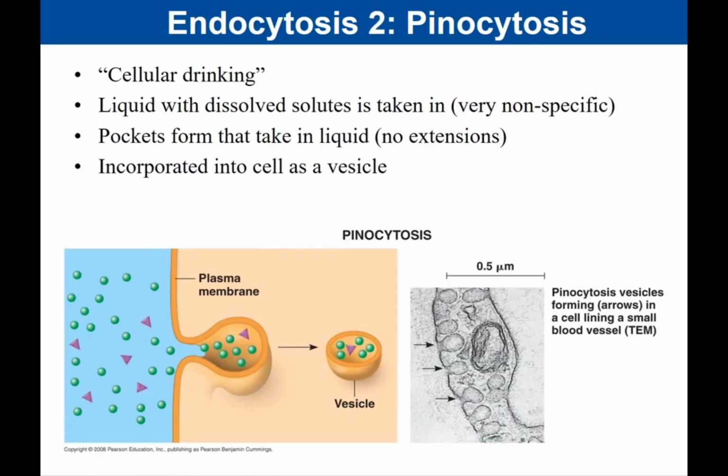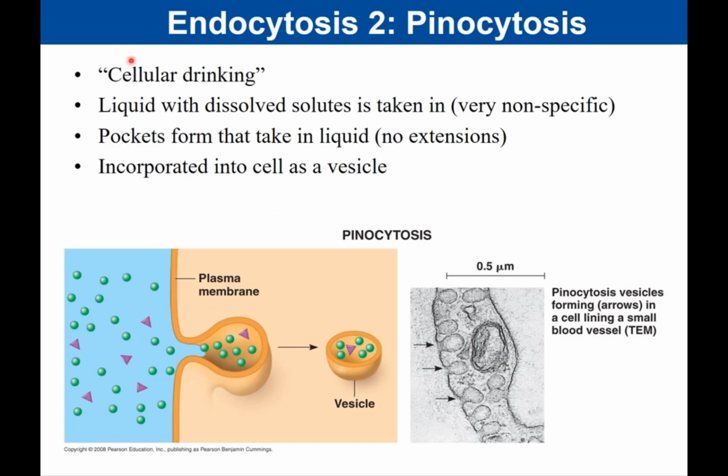This is in contrast. Another type of endocytosis is referred to as pinocytosis. Pinocytosis is pinching in. So the cell in this case does not send out extensions. It simply pinches in, and it creates kind of this pocket. And this little pocket is going to take in any of the liquid that's outside here. And it's a very non-specific type of endocytosis, meaning whatever's out here is going to be incorporated into that vesicle.